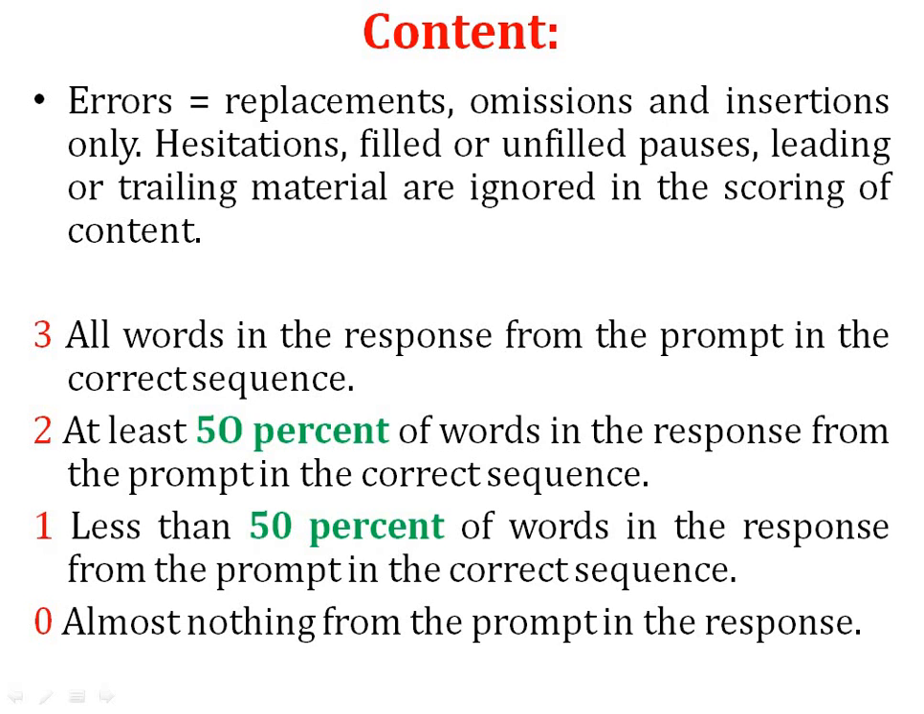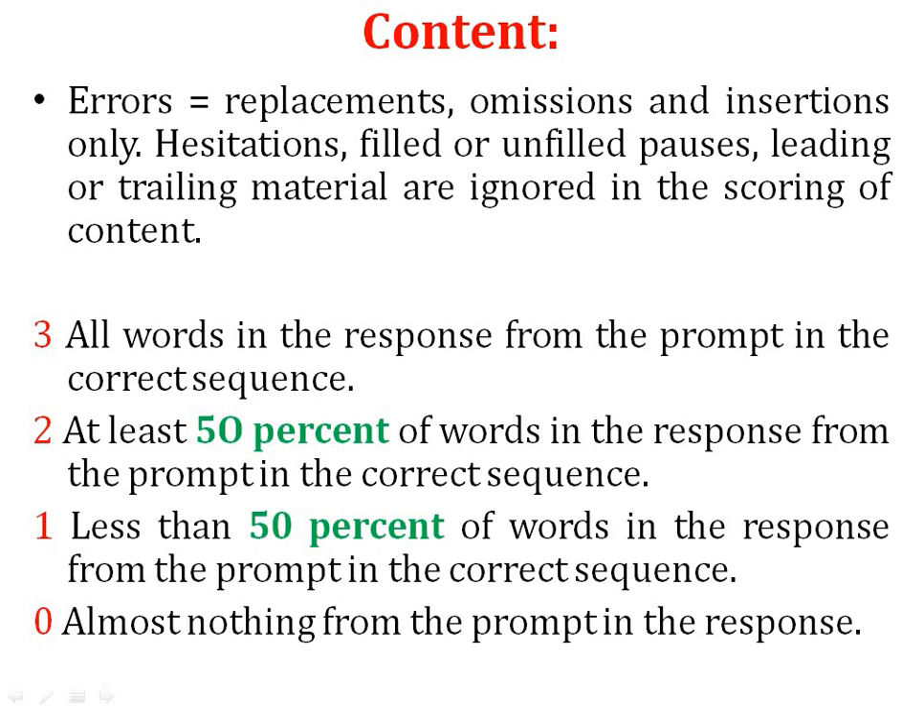So 3 marks are awarded if all words in the response are from the prompt in the correct sequence. 2 marks, at least 50% of the words in the response are from the prompt in the correct sequence. So this is very important, 50%. So if you have spoken 50% correct words in correct sequence, you will be given 2 marks. If you have spoken less than 50% of the words from the prompt in the correct sequence, then also you can get 1 mark. So technically try to speak as much as you can. So this will give you content marks.